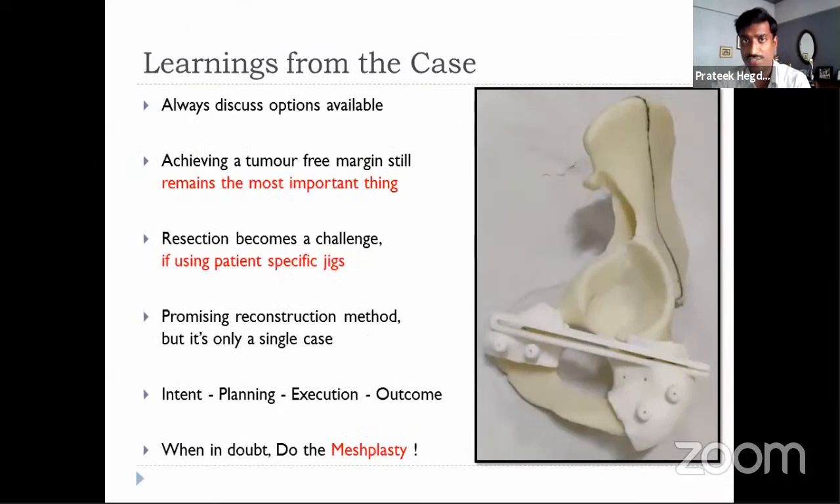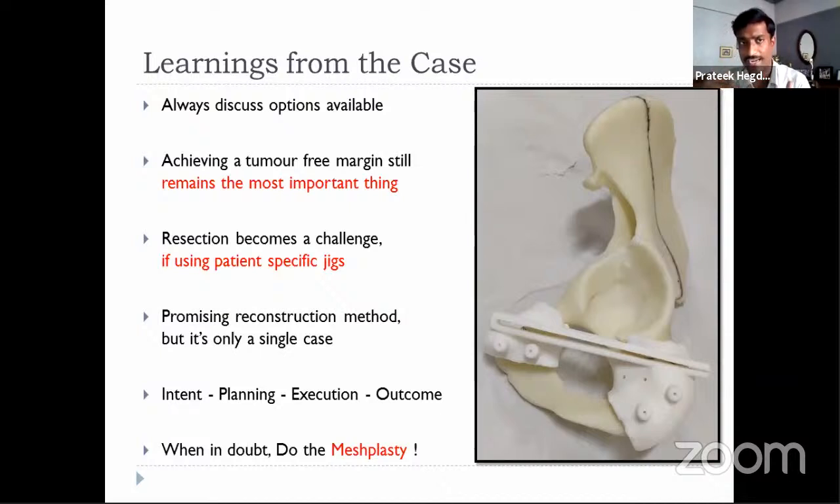So what are the learnings from this case? Discuss the options available with the patient, relatives, the pros and cons of all the options available. Irrespective of what reconstruction you do, achieving a tumor-free margin still remains the most important thing. Resection becomes a challenge if you don't have navigation in this, because you have to use these patient-specific jigs. If you see this photo that I have placed, this jig actually sits on the ischial tuberosity.